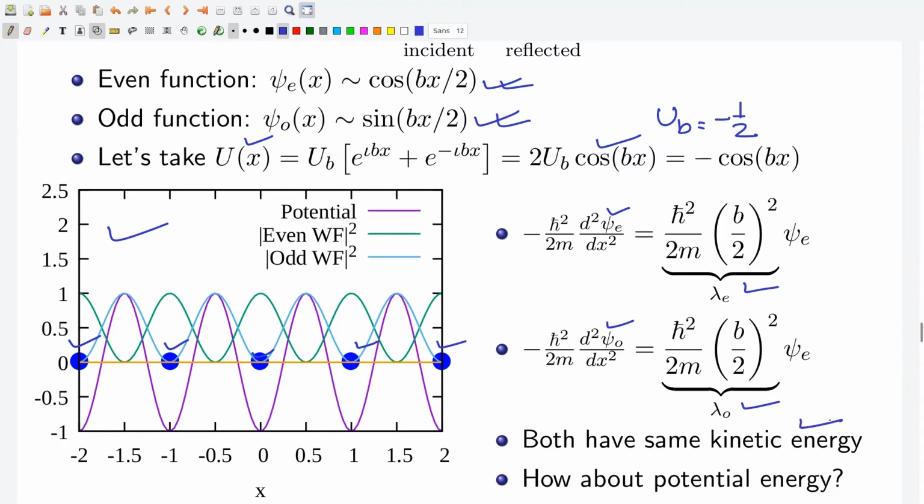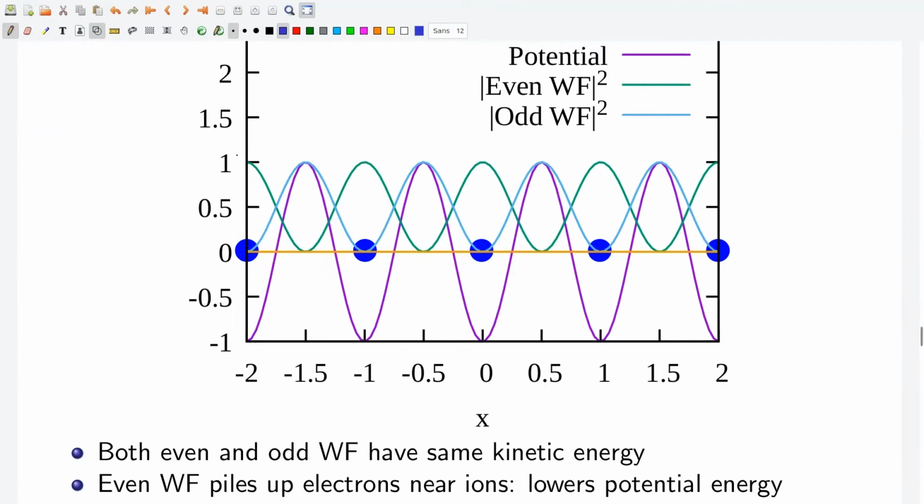Now, let us find out the potential energy. Looking at the probability density plot of the even wave function, clearly the electron is going to be accumulated near the lattice points. Since a positively charged atomic core is located at each lattice point, the negatively charged electron has less potential energy if the wave function is even.